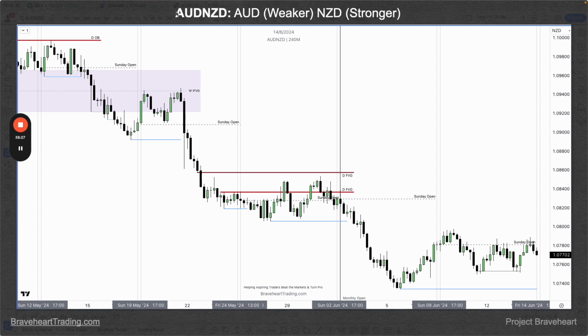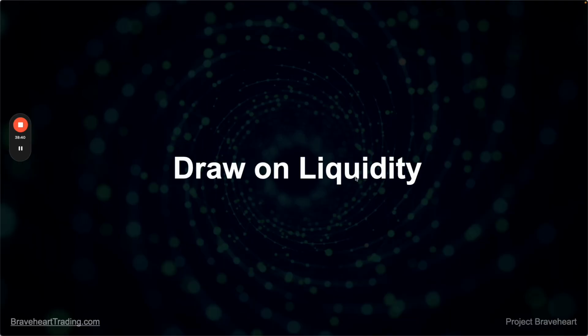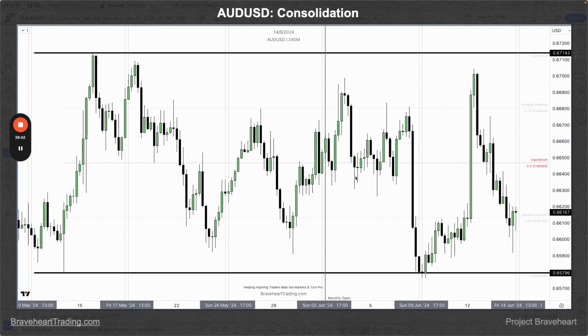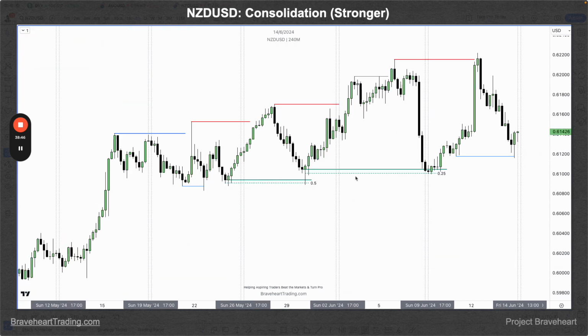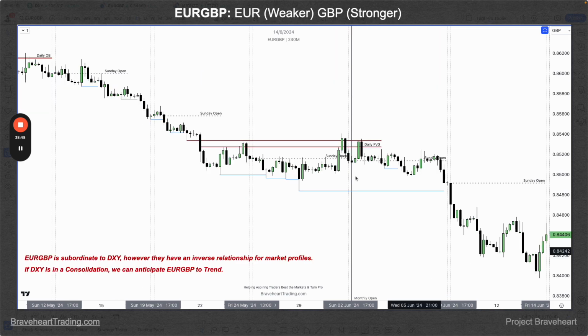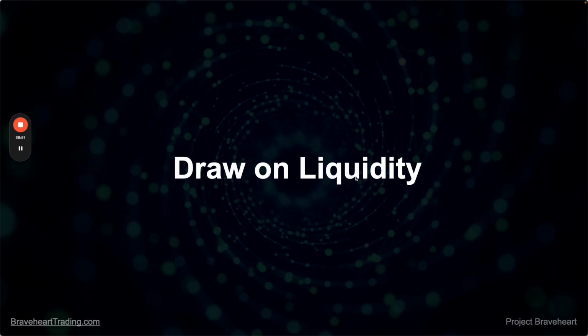And here we see Aussie dollar weaker and New Zealand dollar stronger. And that manifested for weaker prices in AUD NZD. So we can see the majors are consolidating and the cross pairs are trending.